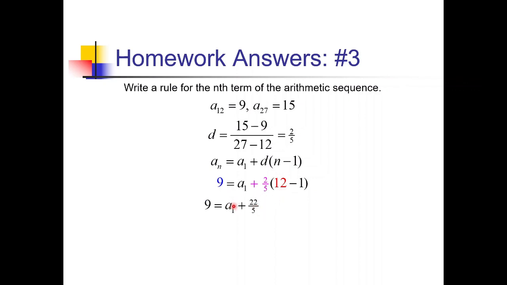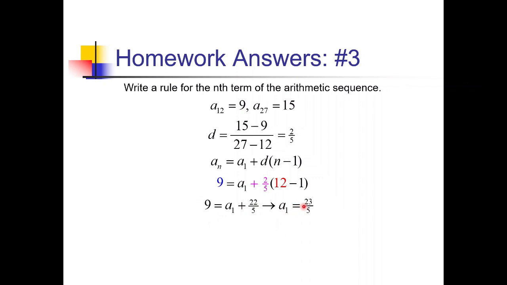In order to get my a1 value, I have to subtract this over to the other side. So I'm just going to pretend that this 9 is, well, let me see, if I multiply by 5 over 5 for a common denominator, this would be 45/5. So 45 minus 22 would give me 23/5 for my a1.